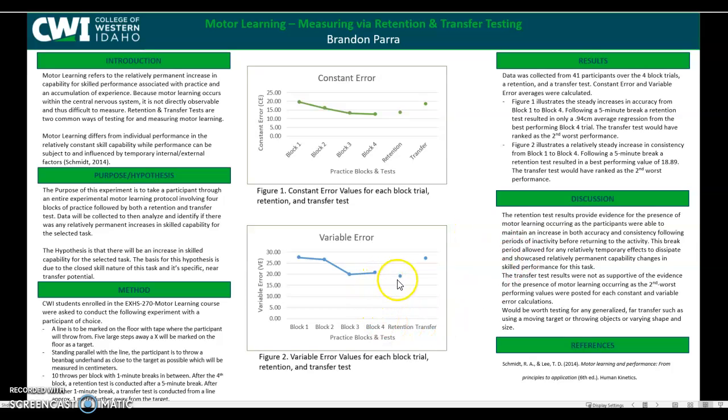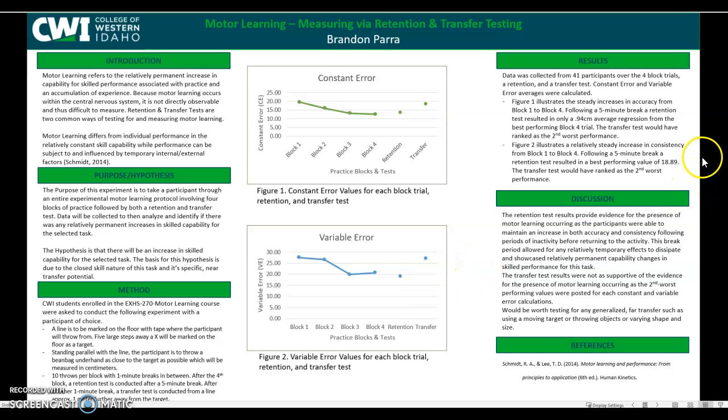After that 5-minute break, coming back to the retention test, we actually saw one of the best performing averages for consistency, which shows pretty good evidence for motor learning occurring once again. And then similar to the constant error, we see a transfer score that was very high, and actually would have also ranked as the second worst performance based on consistency.